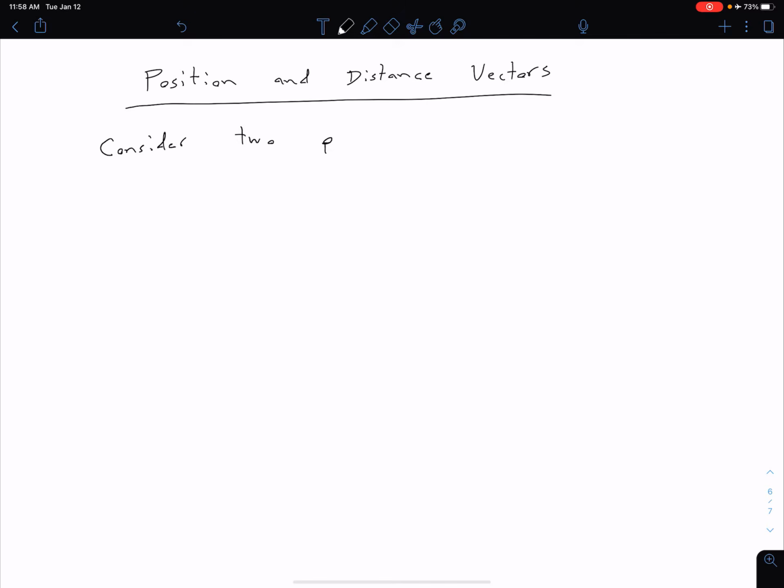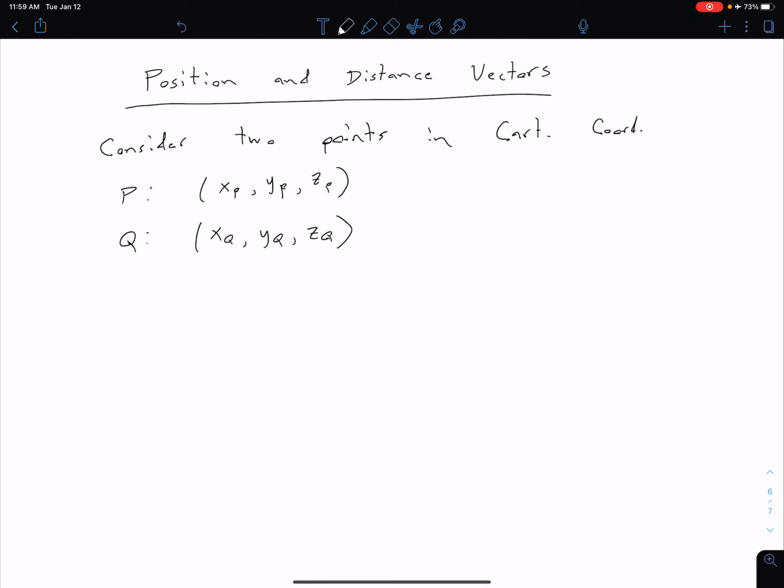So we're going to consider 2 points in Cartesian coordinates, and our 2 points are going to be P and Q. For our point P, we're going to say it's at some point (x sub P, y sub P, z sub P), and for our point Q, it's at (x sub Q, y sub Q, z sub Q). Notice again, I'm using just parentheses as opposed to angle brackets because now we're talking about a point in space as opposed to a vector.